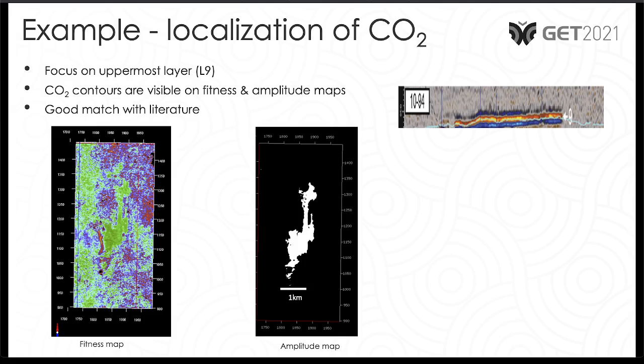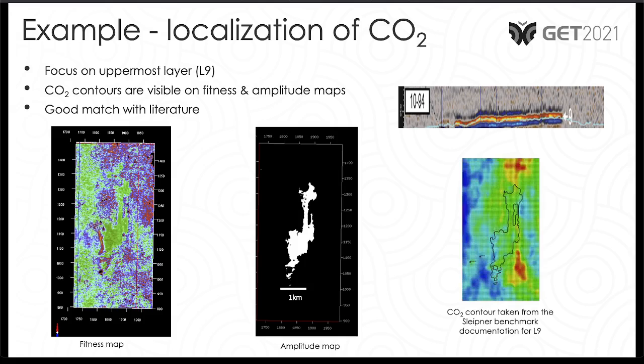Just a quick example, we wanted to see if we could localize the CO2. You have the example of the uppermost layer, L9, in the literature, of the Utsira formation. On the left side, you have the fitness map, and you already see a shape in the center with similar waveforms close to the genotype. And when you look at amplitude, what you see is a contour of CO2 in this layer, which matches perfectly the one described in the literature. So we prove here that we can get the same results, just much faster.